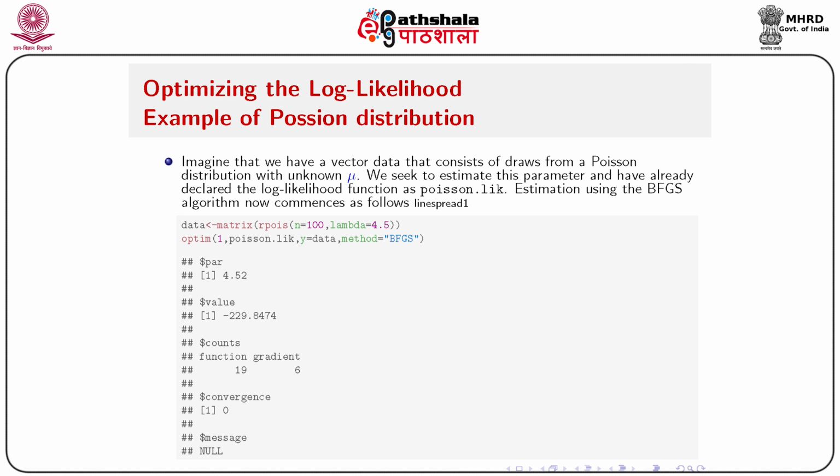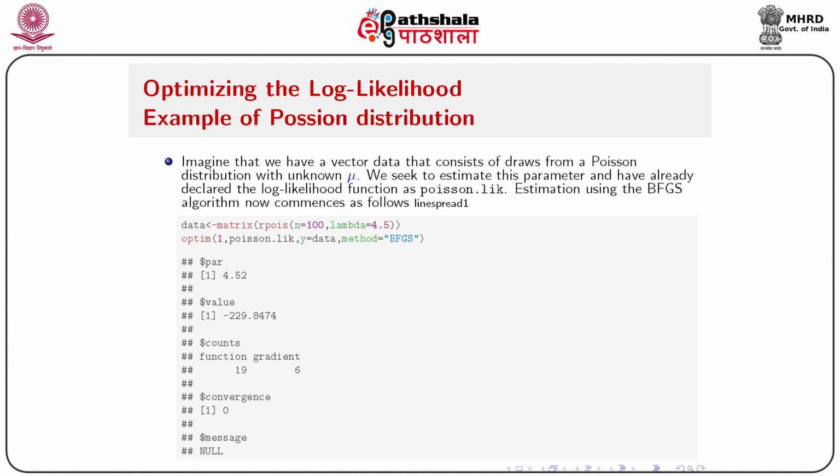So let's start with the example of the Poisson distribution. Imagine that we have a vector of data consisting of draws from a Poisson distribution with unknown parameter mu. We seek to estimate the parameter and have already declared the log likelihood function as Poisson.like, and the estimation using the BFGS algorithm now comments as follows.